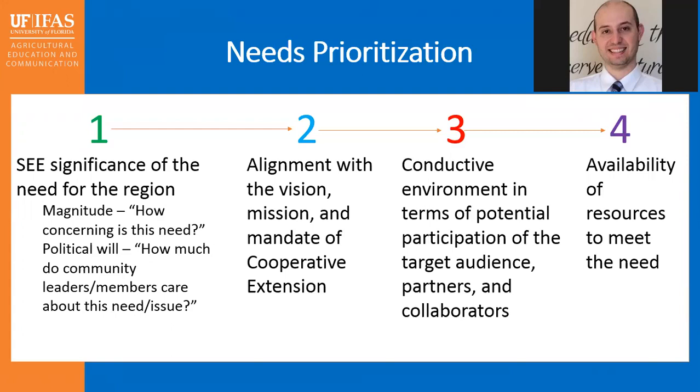Once you've parsed it out and prioritized it based on that criteria, you move to step 2, which is, well, how do these needs align with the vision, mission, and mandate of cooperative extension? Once you've come to a conclusion with that process and either reprioritized or kept things the way they are, then you look at how conducive the environment is in terms of potential participation of the target audience, partners, and collaborators. And then finally, you've had these sets of needs.